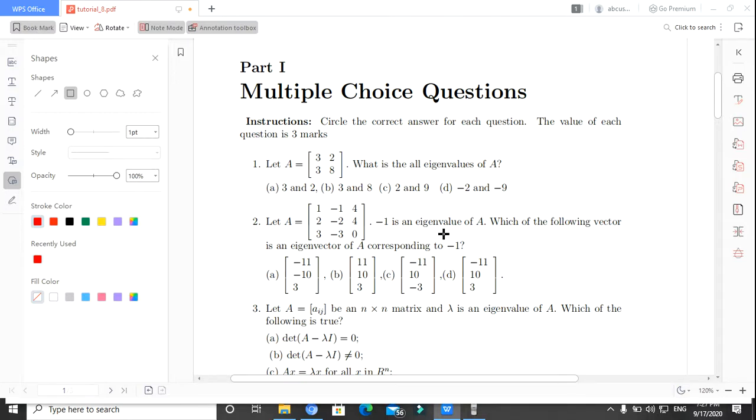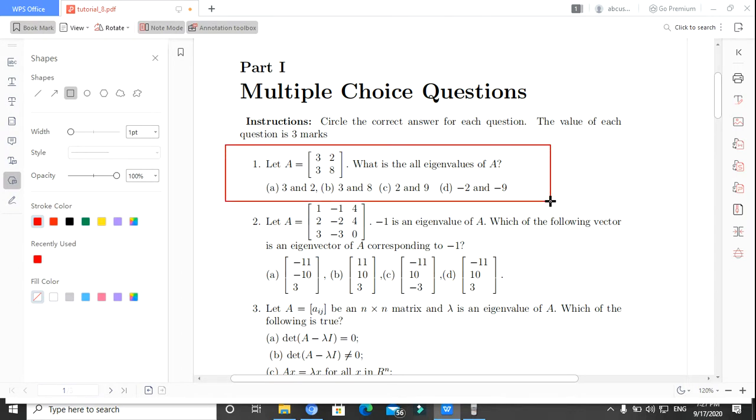Today in this video, I am going to solve some multiple choice questions related with eigenvalue and eigenvector. Please watch this video till the end so that you will be very clear about how to quickly solve multiple choice questions related with eigenvalue and eigenvector. Here I will show you the calculator tricks to solve the questions related with eigenvalues. Okay, first of all, let me read the first question.